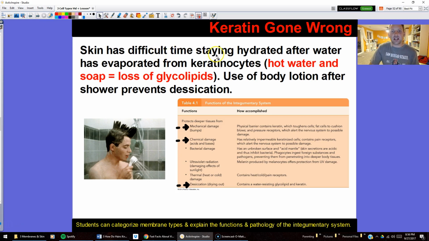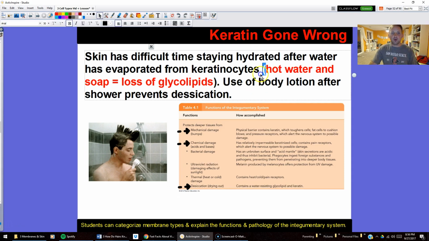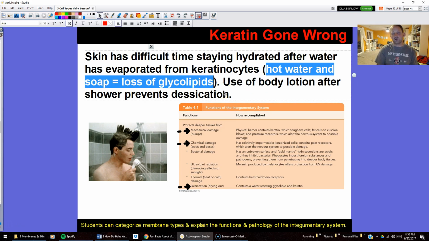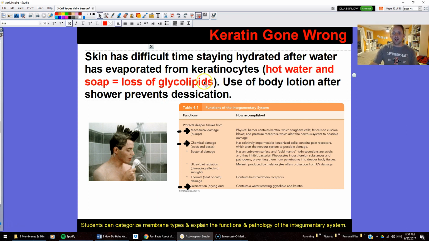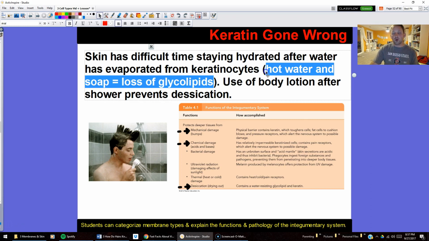Last one, skin has a difficult time staying hydrated after water has evaporated from keratinocytes. So the keratinocytes hold water. Once that has evaporated, it is super hard for your skin to stay hydrated, because when you're in the shower, like Ferris Bueller is here, hot water and soap will wash off the top layer of your stratum corneum, the keratinocytes there, as well as the sebum, as well as the glycolipids and sebum. So you need both of those to moisturize your skin to prevent desiccation.